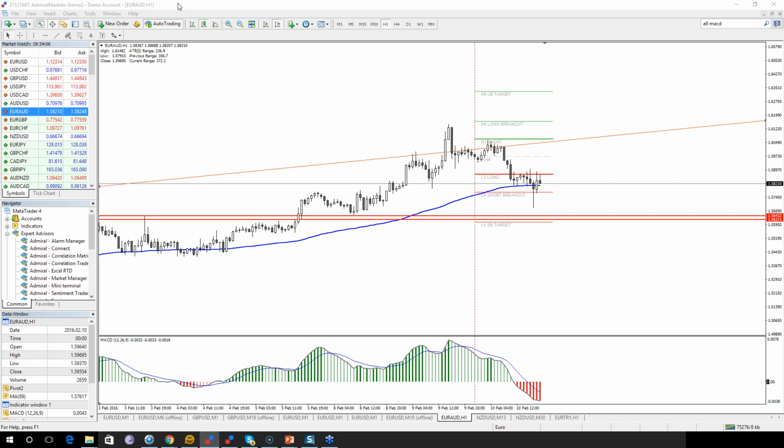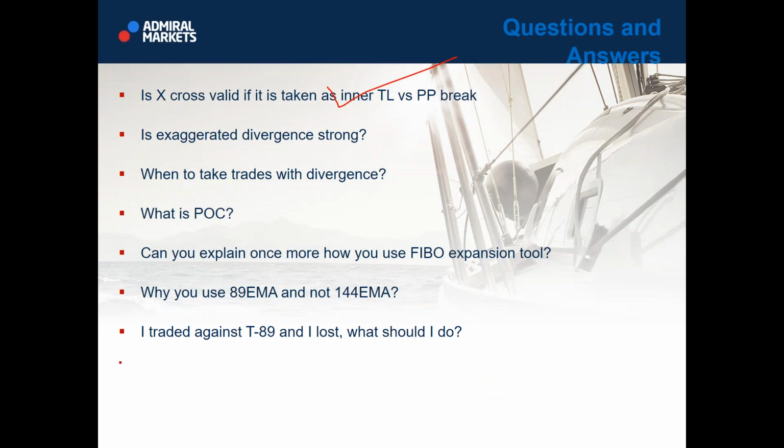Okay, so I hope that this was very clear to you. So taking trades with divergence will be explained in a separate webinar, but if you want to take counter trend trades, then only around H5 or L5 depending on price.